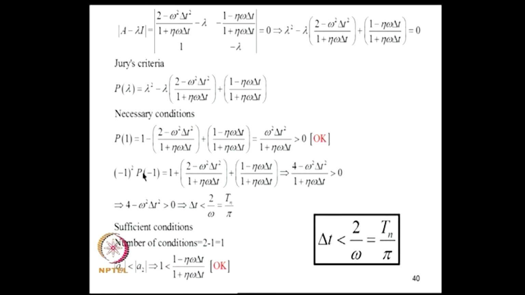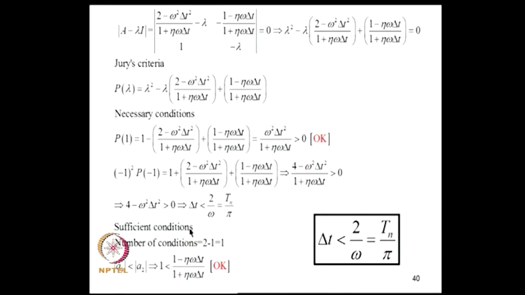Similarly, (minus 1) squared P of minus 1, if we manipulate, we get this expression, and this has to be greater than 0. So, for this to happen we get a condition on delta t, and that turns out to be delta t less than 2 by omega, where 2 by omega is nothing but Tn by pi, where Tn is the period 2 pi by omega n.